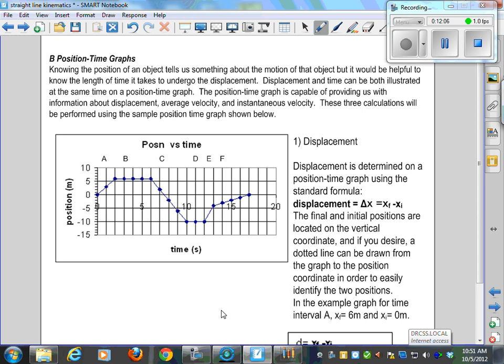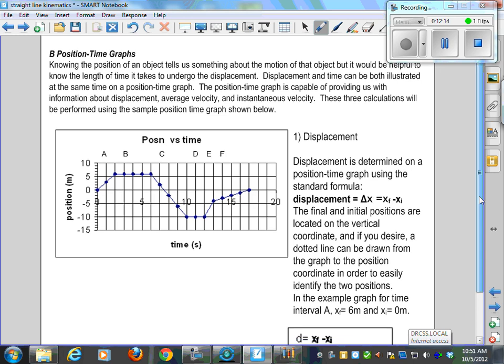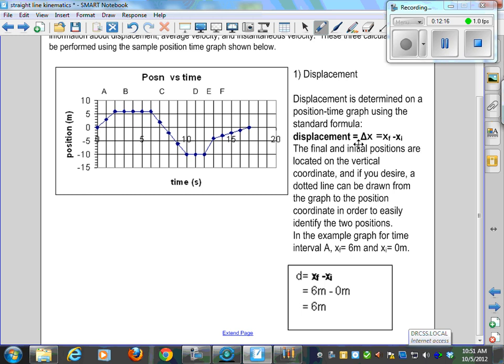These 3 calculations will be performed using the sample position time graph shown below. Okay, so let's talk about displacement. Displacement is determined on a position time graph using the standard formula, delta x equals xf minus xi.